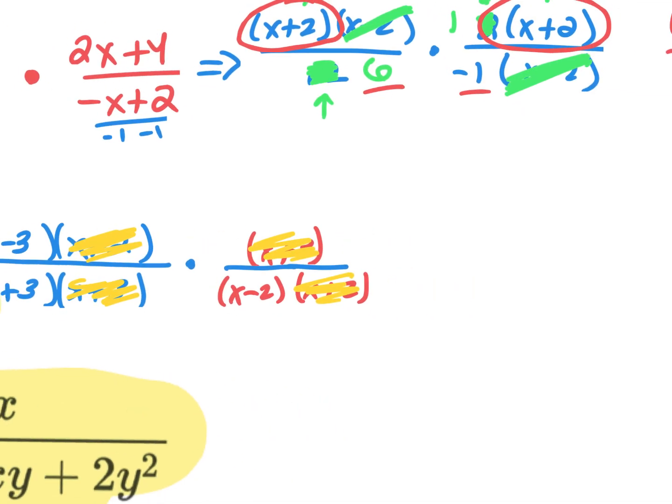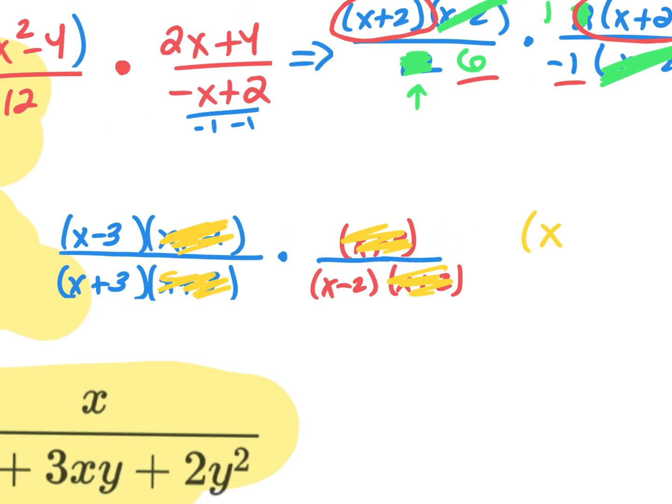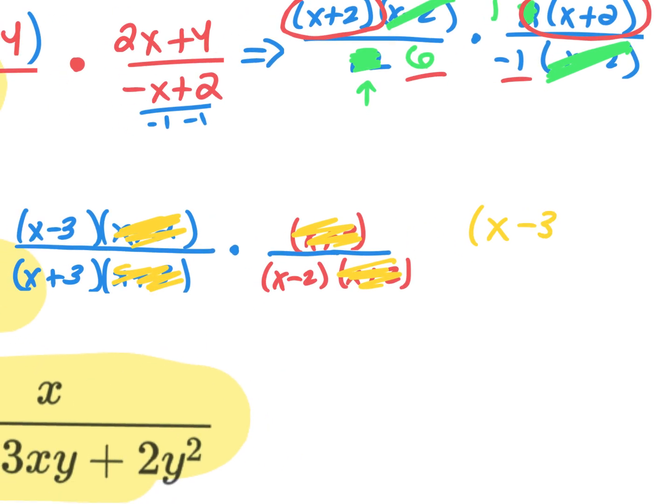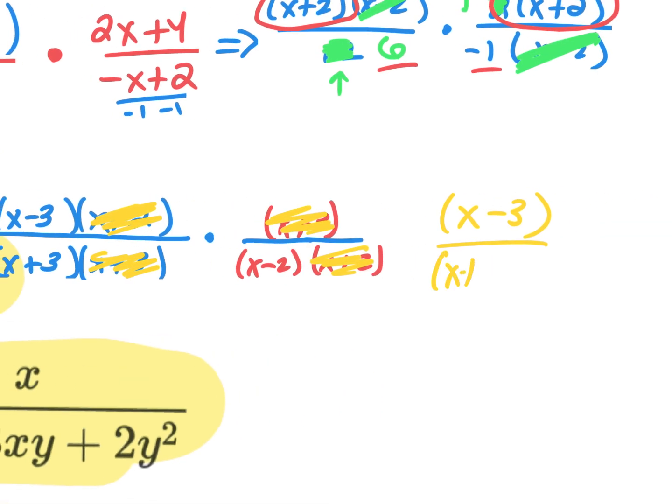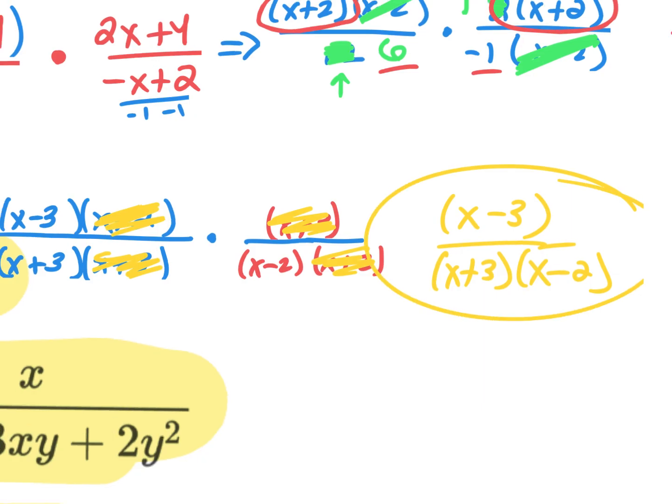No? So what do we have left on the top? X minus 3, good. And then what do we have left on the bottom? X plus 3 and x minus 2. Great. Good job.